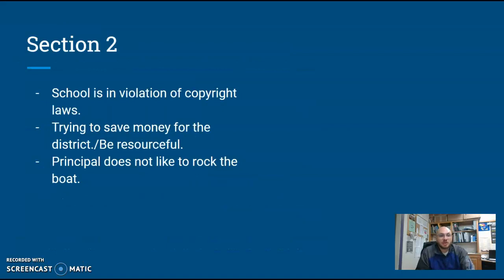So what is going on here? The school is in violation of copyright laws. They are doing this just to try and save money and to be resourceful. Mrs. Lynn is trying to do this to save money for the district and everything. She thinks it's not a bad idea. Mrs. Brandon is the teacher who caught the problem. There's another teacher they mentioned, Mrs. Williams, who thinks it's a great idea and installs it on her computer. The principal, Mr. Sample, like I said, doesn't like to rock the boat, so he's caught between a rock and a hard place. But I believe he handles it the way that he should.